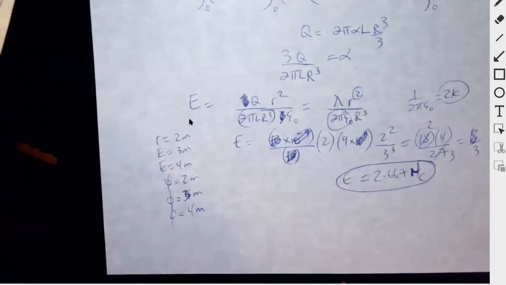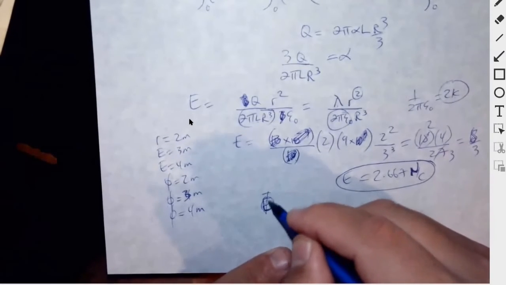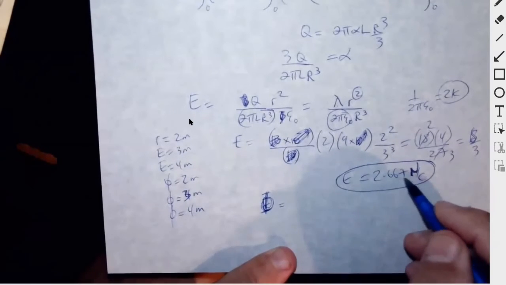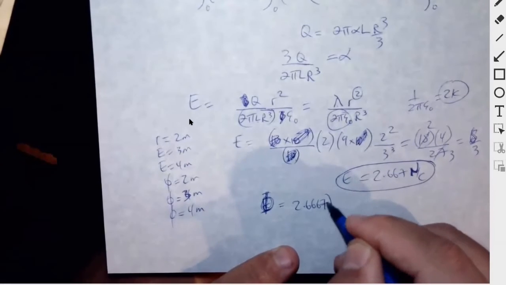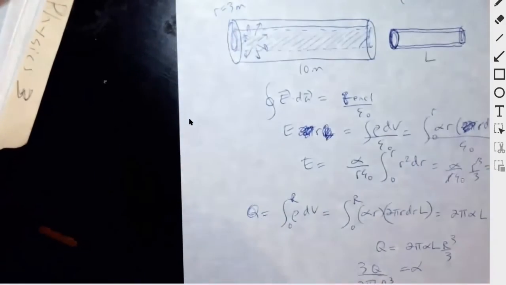Okay, so now what's the electrical field at the, oh, let's do the flux there. What would be the flux at that point? Then you can simply just go with the electrical field, multiply it by the surface area of a cylinder, right? What would be the surface area of a cylinder with radius 2 meters?